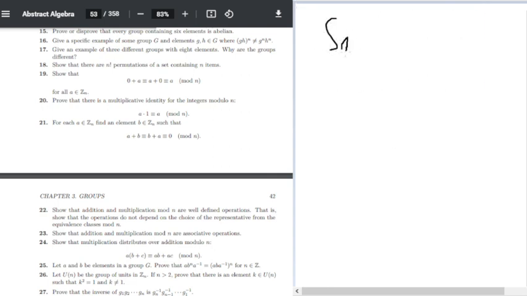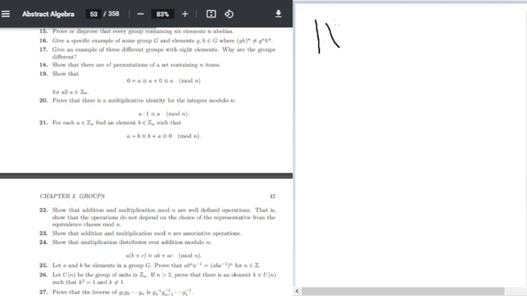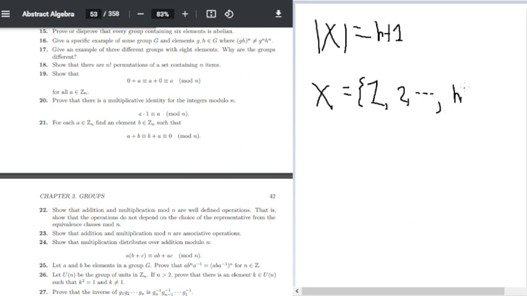So, S1, the cardinality of S1 is just the cardinality of bijection functions from 1 to 1, or the one element set to the one element set, equals 1, equals 1 factorial. Now, suppose that the absolute value of X equals n plus 1. So we have X is at least bijective to the set 1, 2, all the way up to n plus 1.